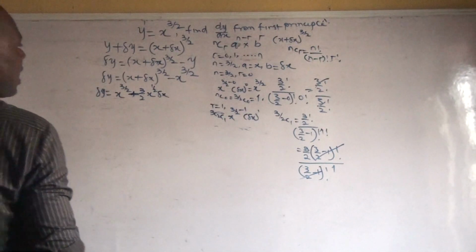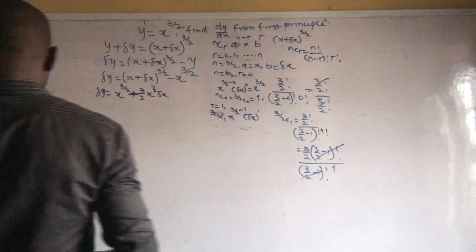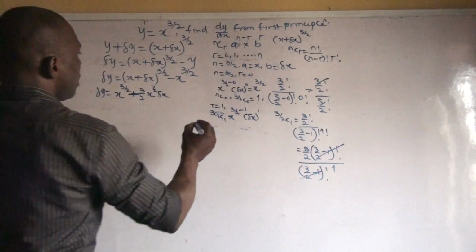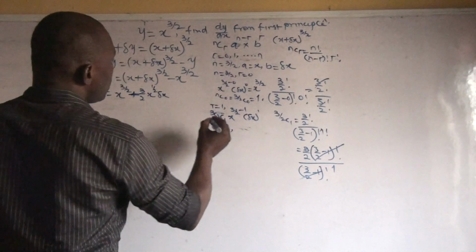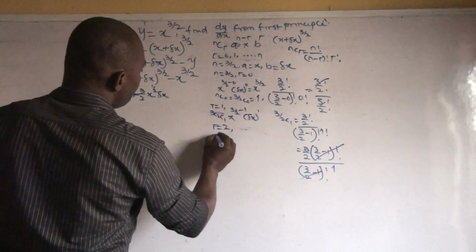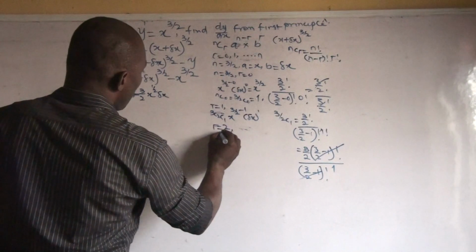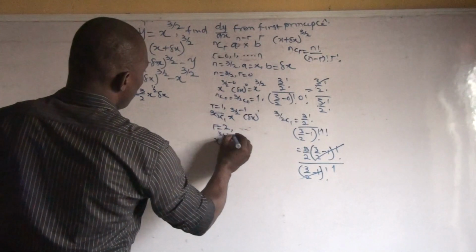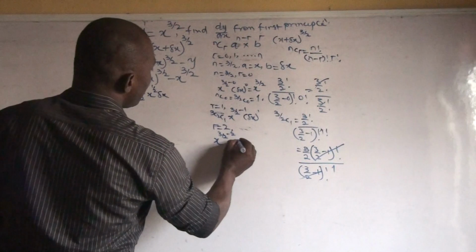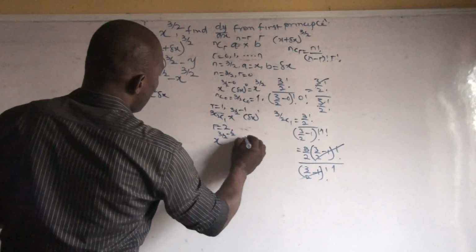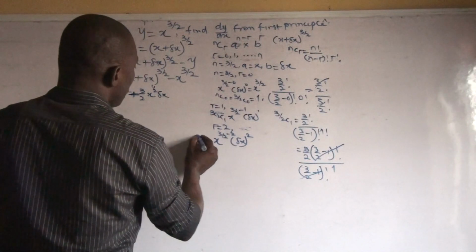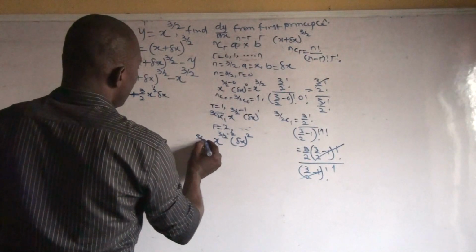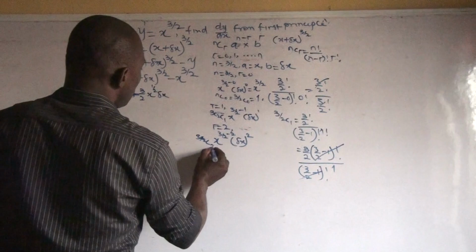Then let's now move further. When r is equal to 2, this will become x raised to power 3 over 2 minus 2. Here we have delta x all squared. And we want to find the combination here, 3 over 2 combination 2.